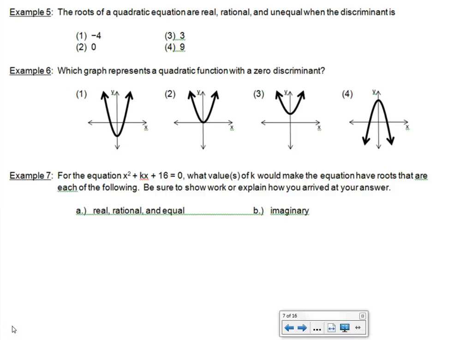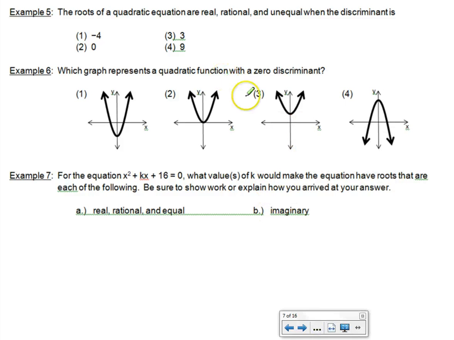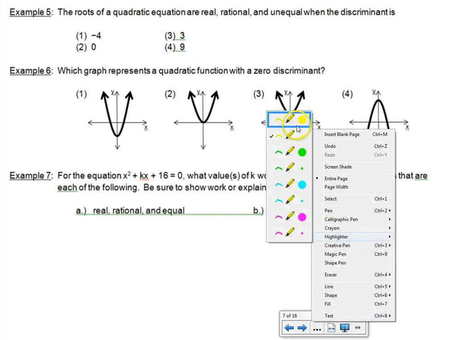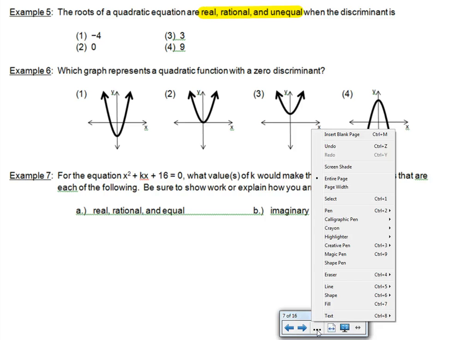Example 5. The roots of a quadratic equation are real, rational, and unequal when the discriminant is what value? So this is also another typical question. You have to know about the discriminant. So you have to use the graphs and the discriminant values together. But in this case, we have to know real, rational, and unequal. Well, the key is rational and unequal. We're going to get those type of numbers if it has a perfect square underneath the radical.